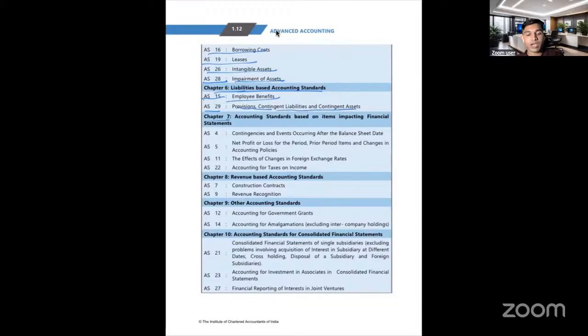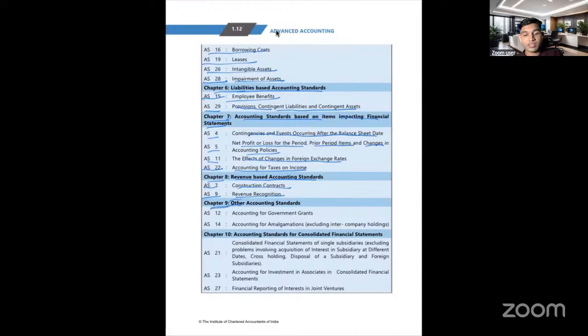Chapter 7, accounting standards based on items impacting financial statements. AS4, contingencies and events occurring after the balance sheet date. Then AS5, net profit or loss for a period, prior period items and changes in accounting policies. AS11, the effects of changes in foreign exchange rates. AS22, accounting for taxes on income. Chapter 8, revenue-based accounting standards. AS7, construction contracts. AS9, revenue recognition.